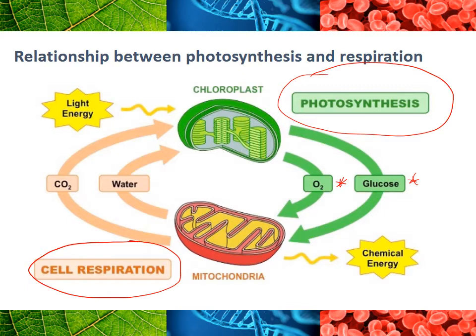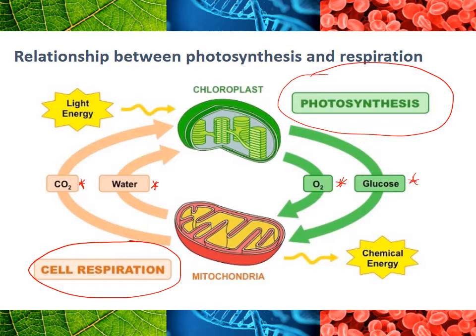So the glucose and the oxygen get used in cellular respiration. And our outputs of cellular respiration are water, H2O, and carbon dioxide. And both of those things go into photosynthesis. So it is a beautiful cycle there.